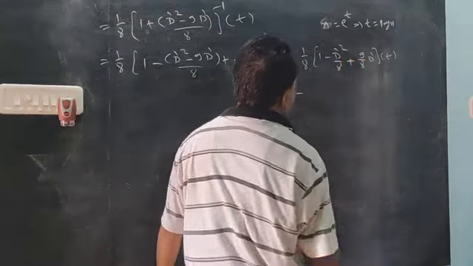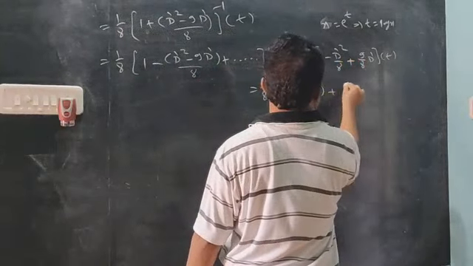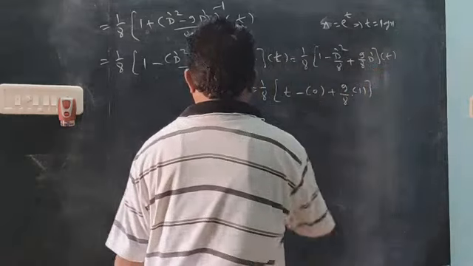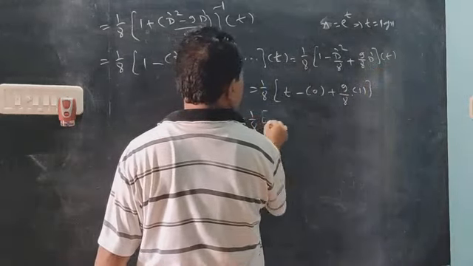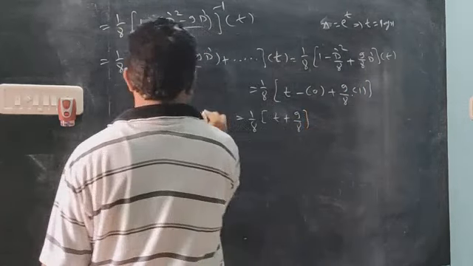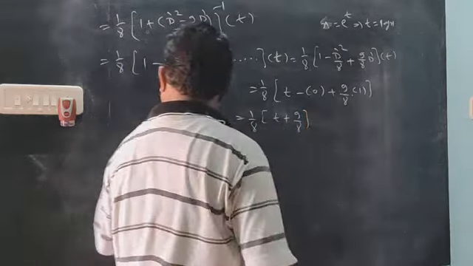D' squared of t, the second derivative of t, is 0, and the derivative of t is 1. So the particular integral is 1 upon 8 t plus 9 by 8.